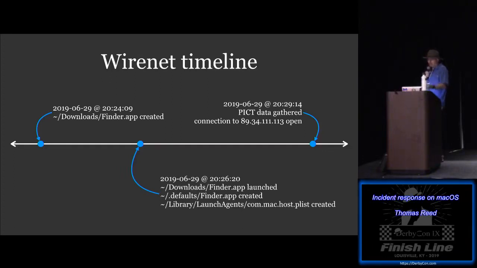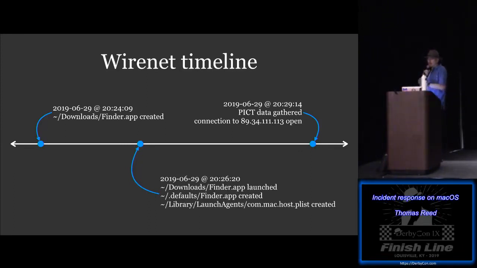You know that the file was created at 8:24 p.m. You know that a couple minutes later it was launched. And then this finder.app in the user folder was created. In reality, what this malware was doing was just copying or moving that finder.app into that folder. And the launch agent was created. So that's when everything happened.